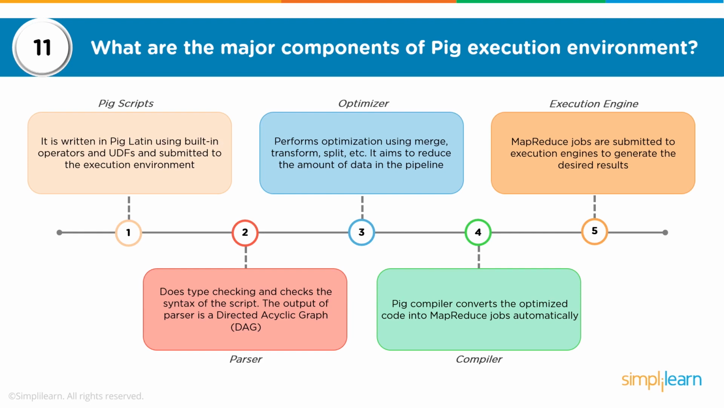Then you have an internal compiler. The Pig compiler converts the optimized code into a MapReduce job. Here the user need not know the MapReduce programming model, or how it works, or how it is written. They only need to know about running the Pig script, which is internally converted into a MapReduce job. And finally, we have an execution engine. MapReduce jobs are submitted to the execution engine to generate the desired results. So these are the major components of the Pig execution environment.